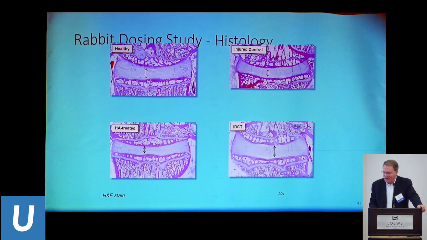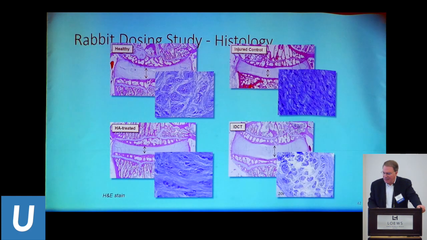And histologically, this is what we see. So the HA-treated discs look a lot like the injured control. I'll show you histologically. You can actually see the HA fill in the clefts. We just don't see a cellular response. But with the discogenic cells, we consistently see a more normalized histology after injury. And so there's a close-up of the histology.